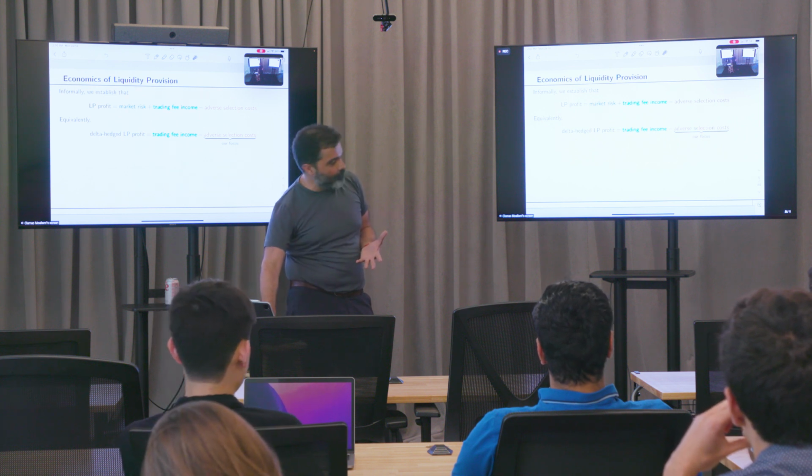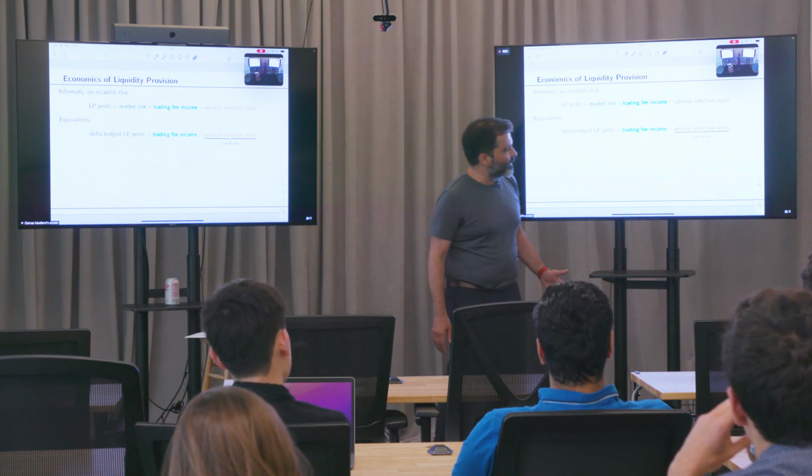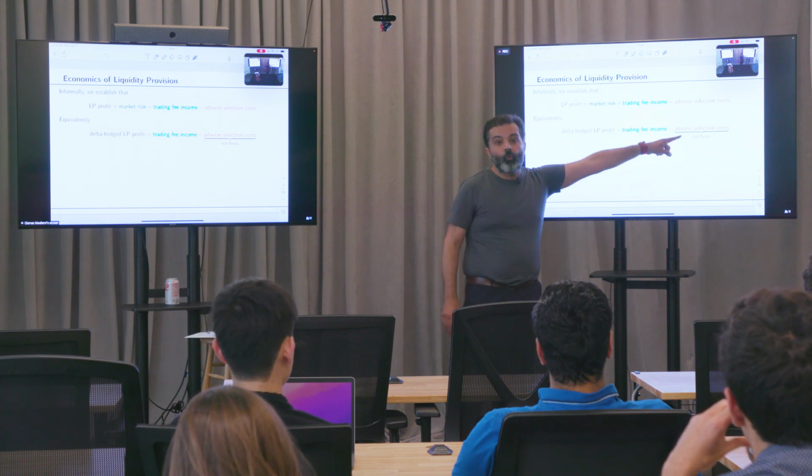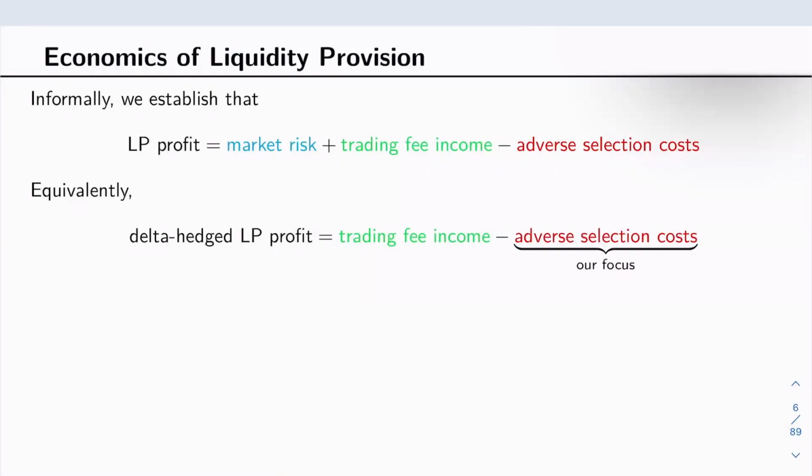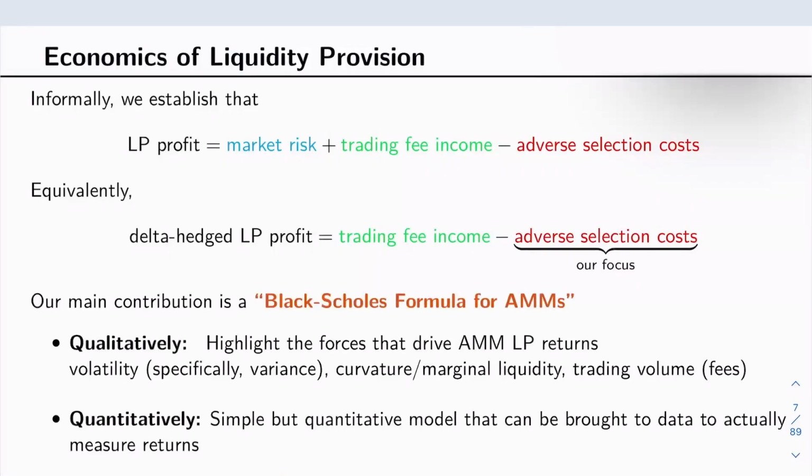Right, so this paper can be thought of as a Black-Scholes style model to quantify this and in the end understand what are the drivers of whether or not the liquidity providers make or lose money. In particular, we're going to have a Black-Scholes style formula for adverse selection costs. It's going to highlight again those components that drive these returns. Particularly things like the volatility of the asset, the curvature of the pool, how the trading fees are done, and so on. And quantitatively, it's simple enough that we can actually bring it to data.